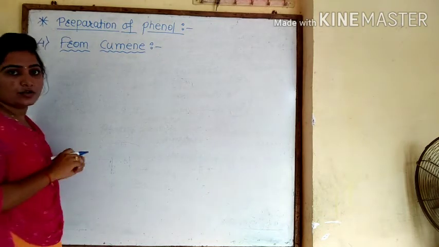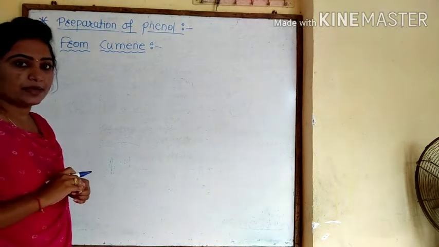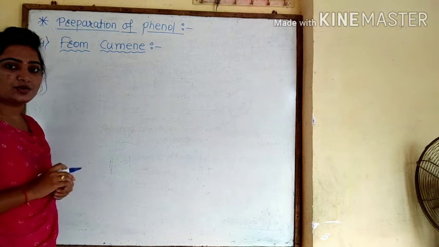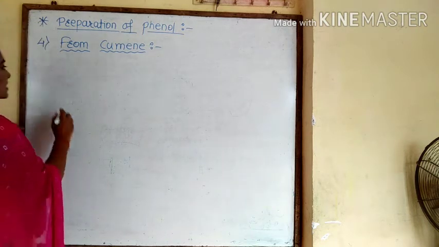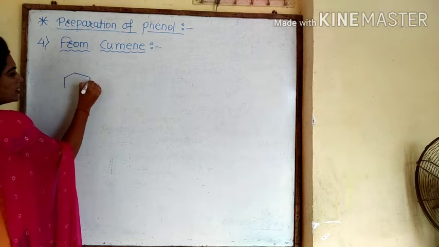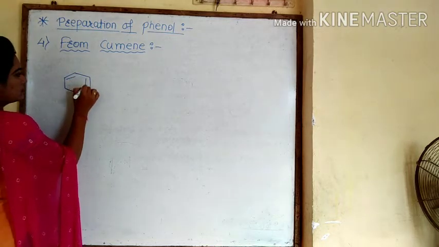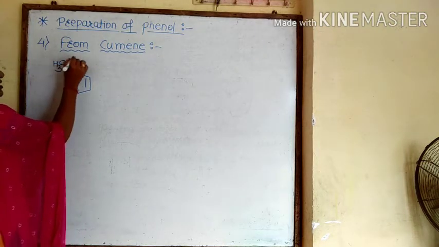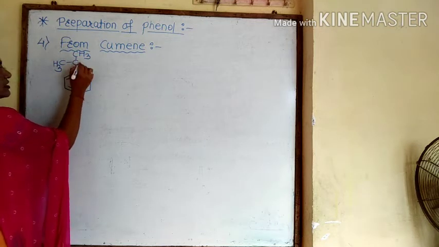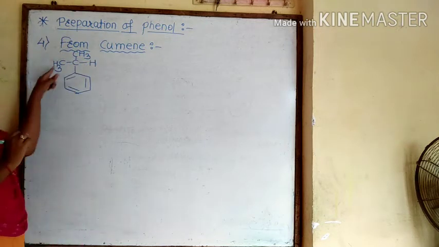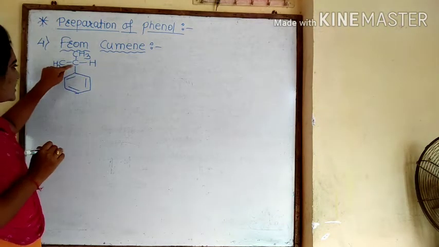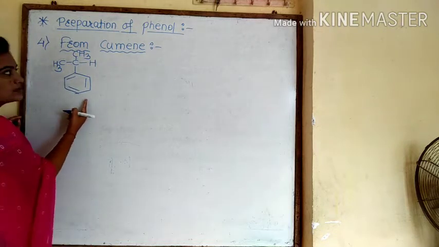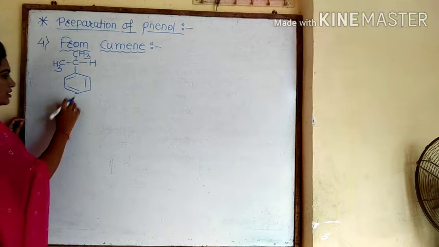That cumene is also called isopropyl benzene. Okay, that isopropyl benzene is also known as cumene, or cumene is also known as isopropyl benzene. So we can write here the structure of isopropyl benzene. Here carbon, here CH3, here attachment of CH3, here attachment of hydrogen. That is the isopropyl group, and at the second position attachment of phenyl ring or the benzene ring. So it is called isopropyl benzene, or simply it is known as the cumene molecule.